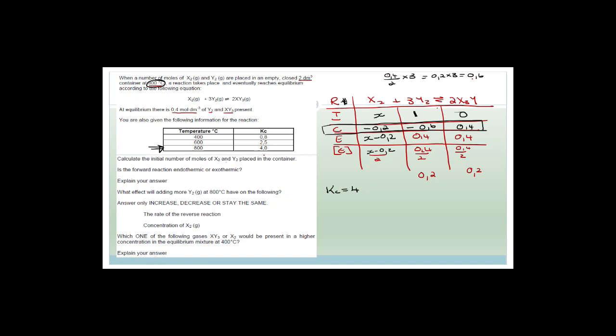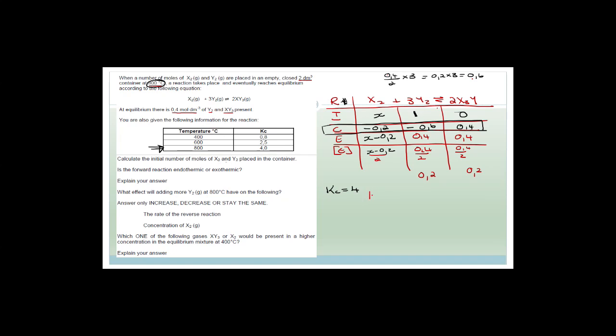Okay, so we got as far as doing our calculation where we wanted to work out our Kc. It says we calculated the initial moles of X2 and Y2 that are placed in the container. We've already worked out the number of moles of Y2 was 1. Now we are looking for the number of X2, and we're going to use our Kc formula. They've told us that this is at 800 degrees Celsius, and at 800 degrees Celsius, the Kc was 4.